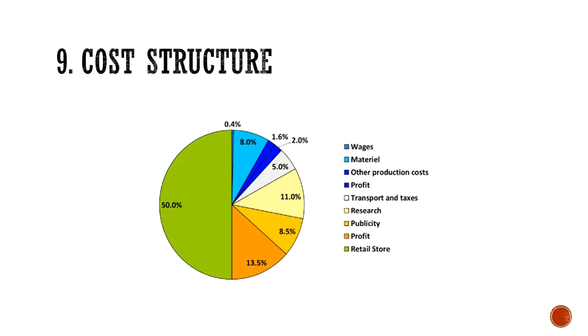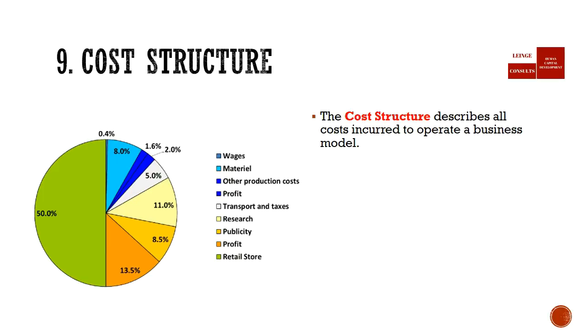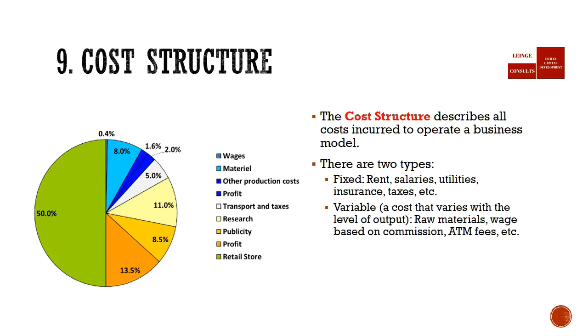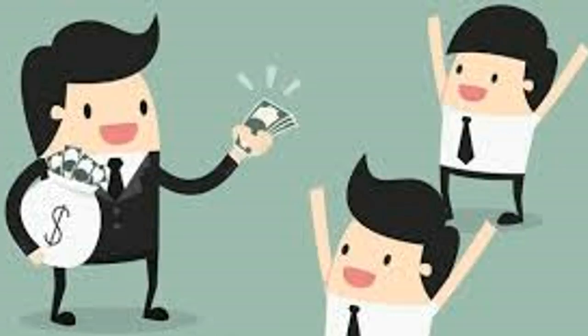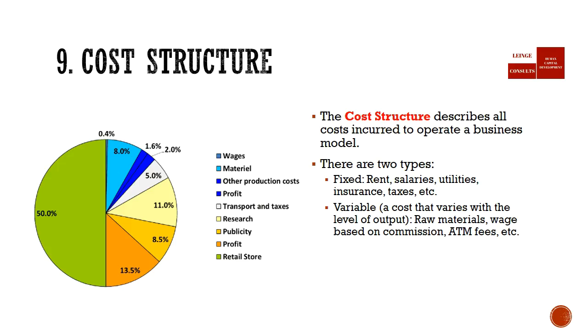And then finally, number 9, the cost structure. The cost structure describes all the cost that is needed for you to run business successfully. There are 2 forms of costs when it comes to business. There is the fixed one, things like rent. These are things that hardly change. You're going to pay rent, you're going to pay salaries. You have utilities like electricity and water and some other things, and you also have taxes. These are fixed costs. But then we also have one that is variable, and from the name you'll see that it is a cost that varies with the level of input.